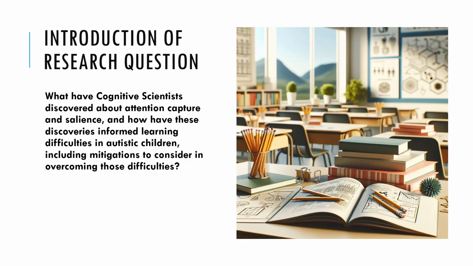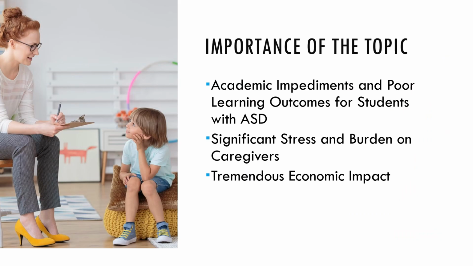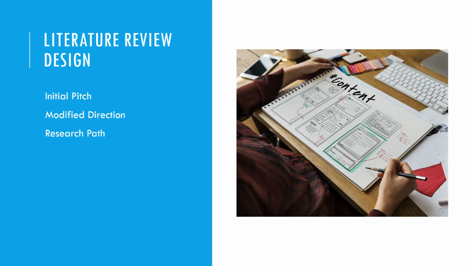Thus, this research question was to determine what cognitive science has discovered about attention capture and salience, understand how that differs for students with ASD, and then determine mitigations to help overcome those difficulties. It's an important topic both because of the students themselves as well as the stress and burden on caregivers and the overall economic impact to our societies.